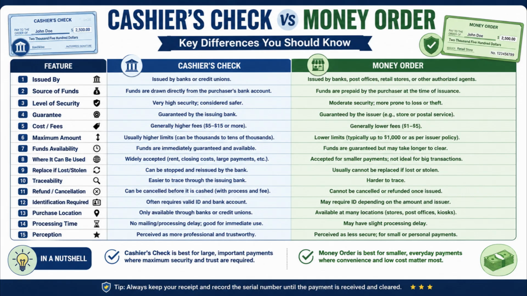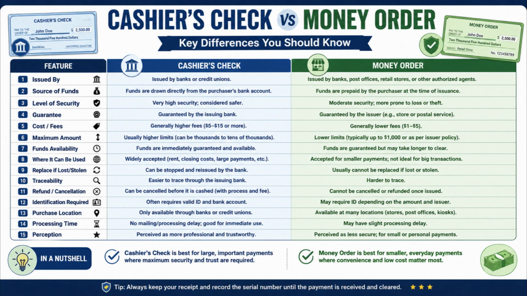Number 14. A cashier's check is processed quickly for immediate use, whereas a money order may involve slight processing delays. Number 15. A cashier's check is considered more professional and trustworthy for major payments, whereas a money order is viewed as a simple payment option for personal or smaller transactions.